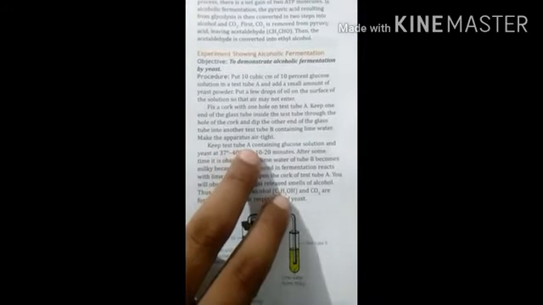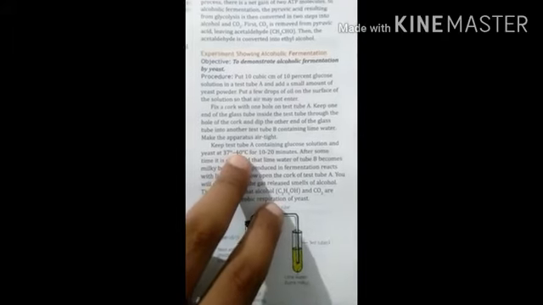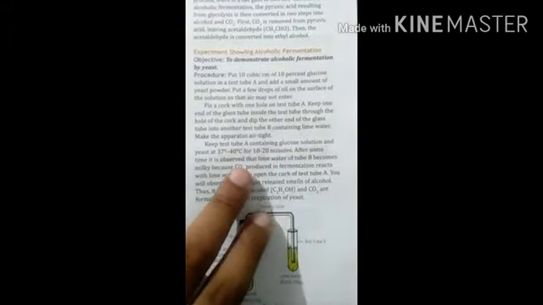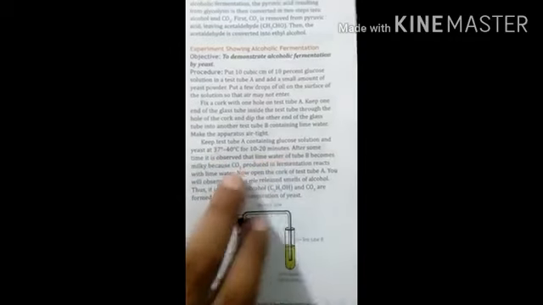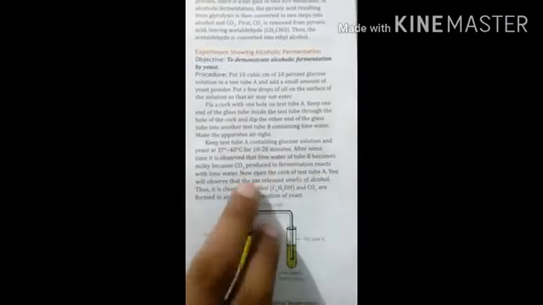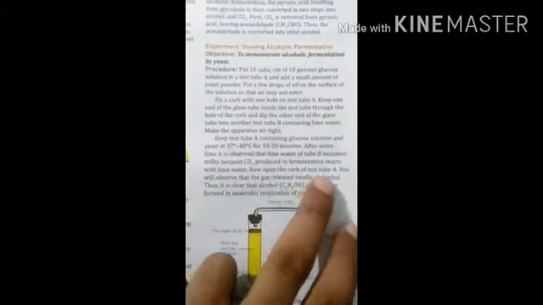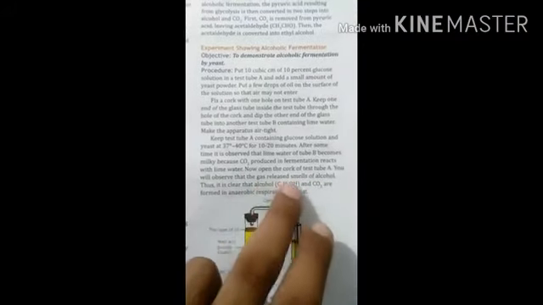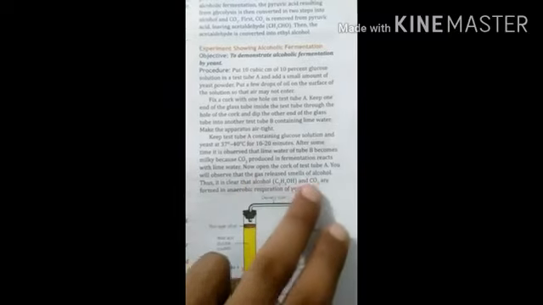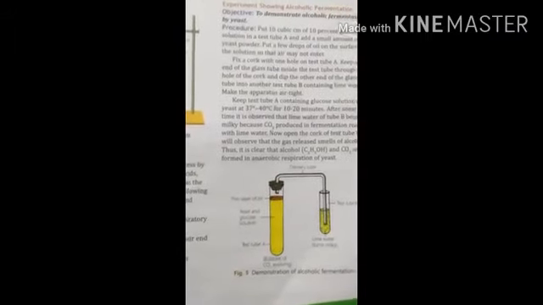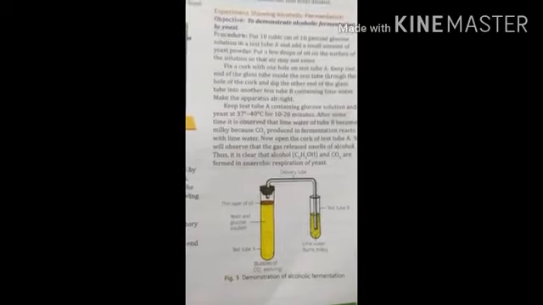Keep test tube A containing glucose solution and yeast at 37 to 40 degrees centigrade for 10 to 20 minutes. After some time, it is observed that lime water becomes milky because CO2 is produced in the fermentation reaction. Now open the cork of test tube A. We will observe that the gas released smells of alcohol. Thus it is clear that alcohol and carbon dioxide are formed in anaerobic respiration of yeast. Very simple experiments, yet very important.